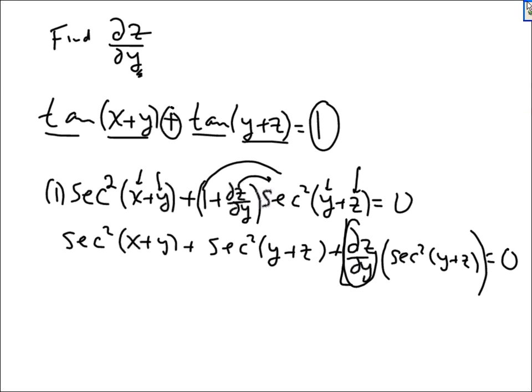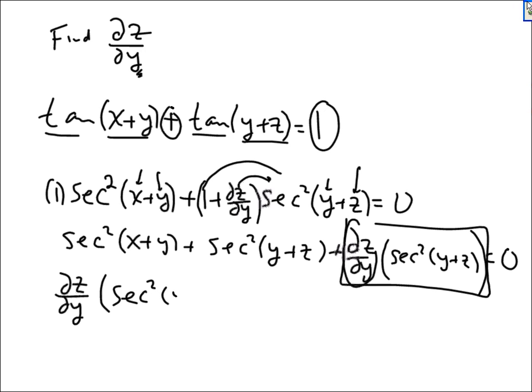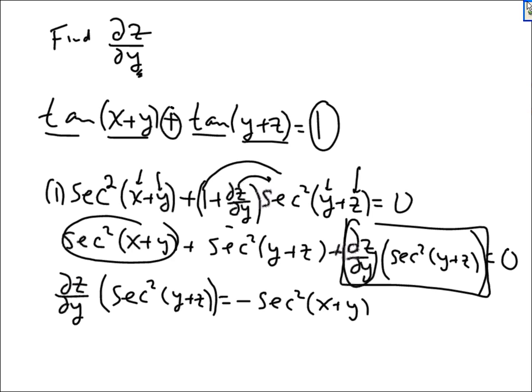So first you solve for that term. You bring the other two terms to the other side. Partial z partial y times this mess equals, bring this to the other side. It's just algebra. Bring this to the other side of the equal sign, it becomes minus as well.